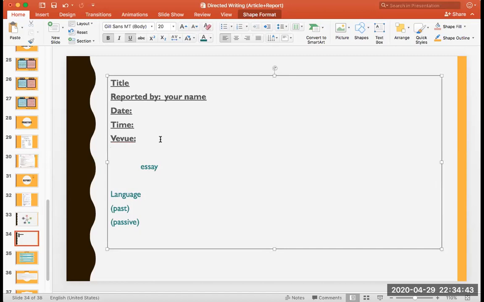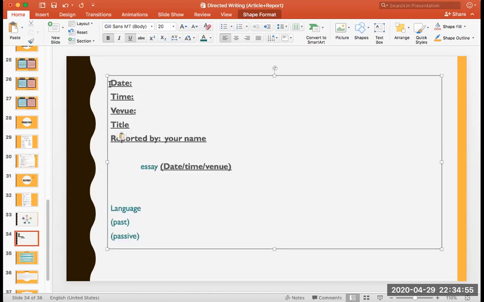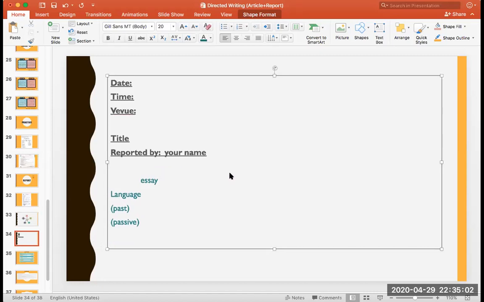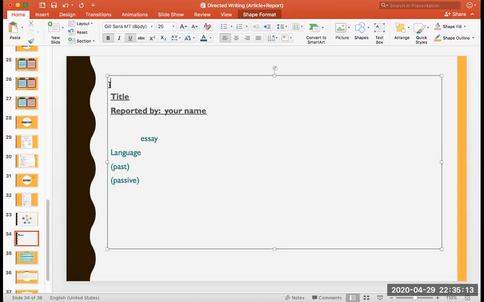That is one way. Okay, put it here first. But sometimes you can also put it up there. Okay, doesn't matter, it's not so specific. Yang penting ada. Okay? But most of the time, actually, you can just put it in your essay.